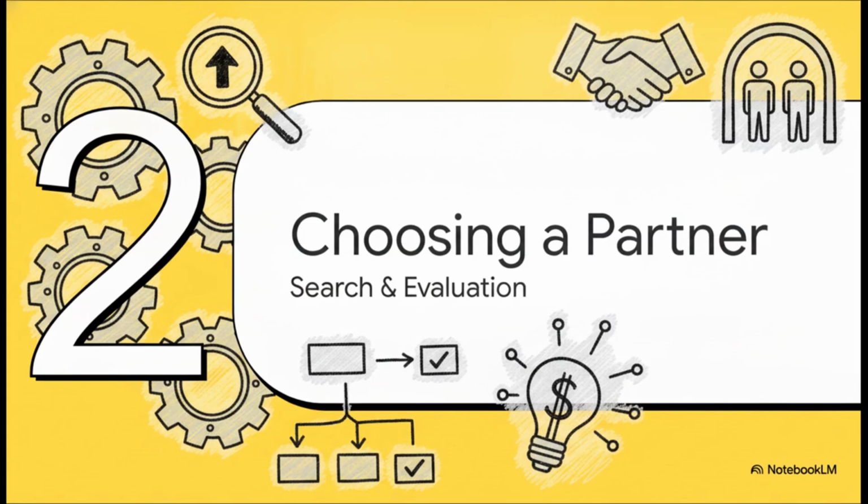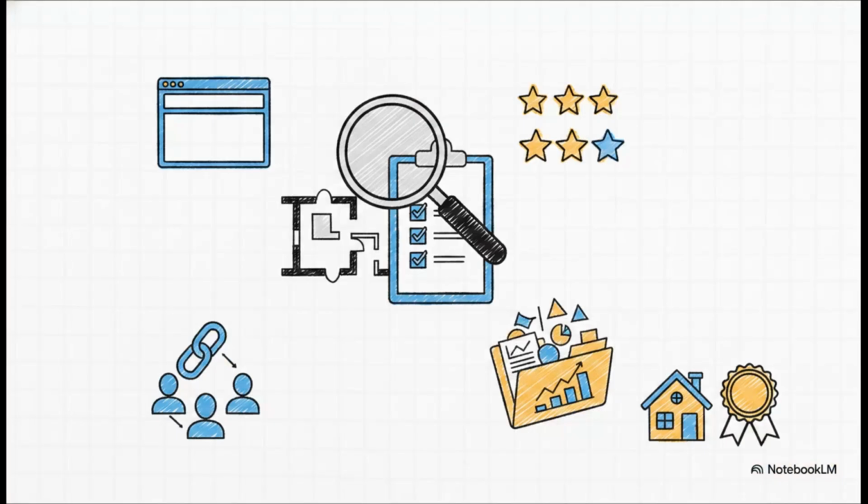Section 2, choosing the right partner. The search and evaluation. So how do you actually hunt down this ideal tech partner? Well, it starts like any major search. You leverage Google, lean on referrals, scour LinkedIn, but what clients are truly looking for are strong trust signals. They're digging into previous portfolios, reading unvarnished client reviews, and scrutinizing detailed case studies.